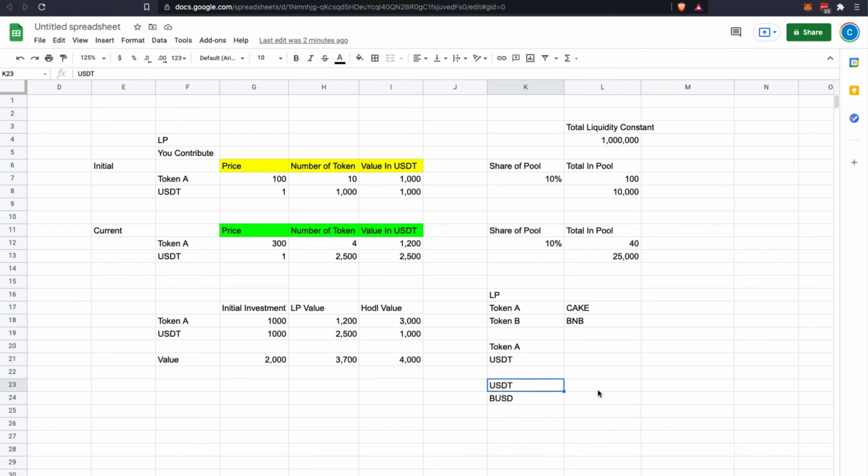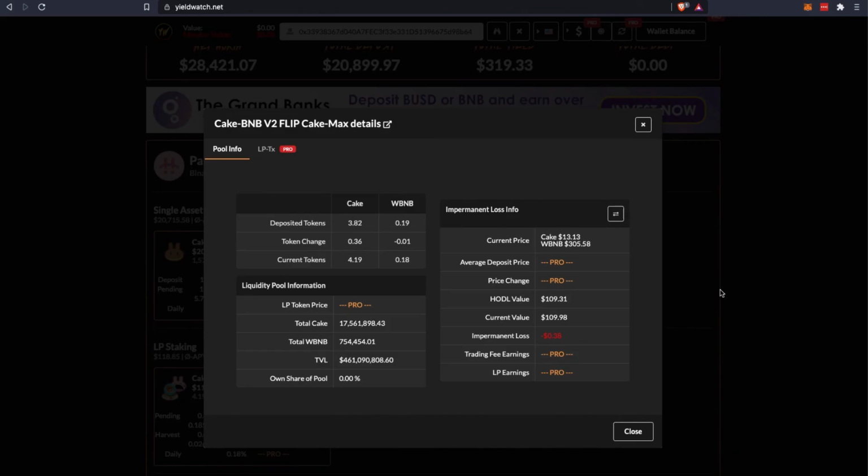And the next question is, how do you actually look at or calculate impermanent loss? There are a few tools out there. There is a paid tool and free tools. One of the key features that you want to look out for in these tools is whether they have an impermanent loss tracker or calculator involved. So this is one of the tools that I'm using.